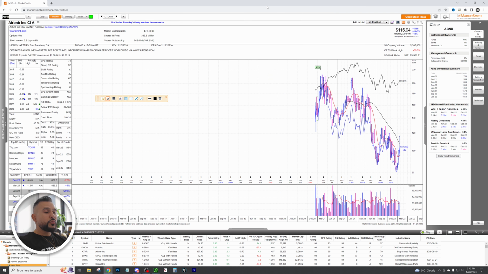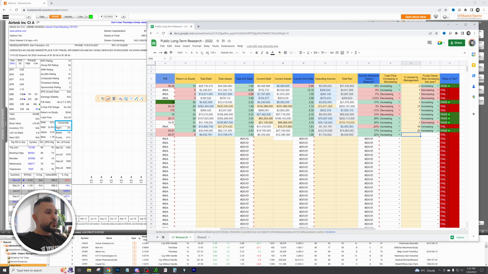We're going to take a look at owned by management. And to do that, we're going to jump right back into MARKETSMITH. We're going to look at management ownership, and we see 2%. All right, so when we're doing that, we can see that obviously that is within the norm. Usually companies have 1 to 2%, with the exception of a few, and that is totally fine.